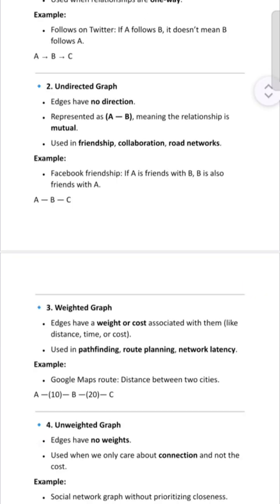So second is undirected graph. Edges have no direction, represented as A to B. It cannot show directions, meaning the relationship is mutual. It is used in friendship, collaboration, or road networks, etc. For example, Facebook friendships. If A is friends with B, then B is also friends with A. So A to B, B to C.